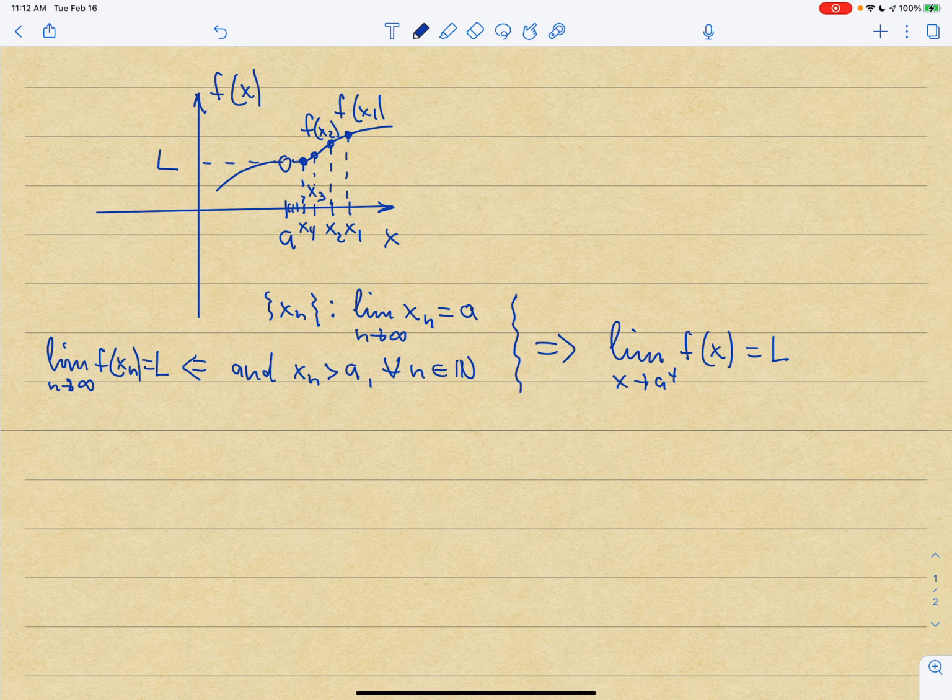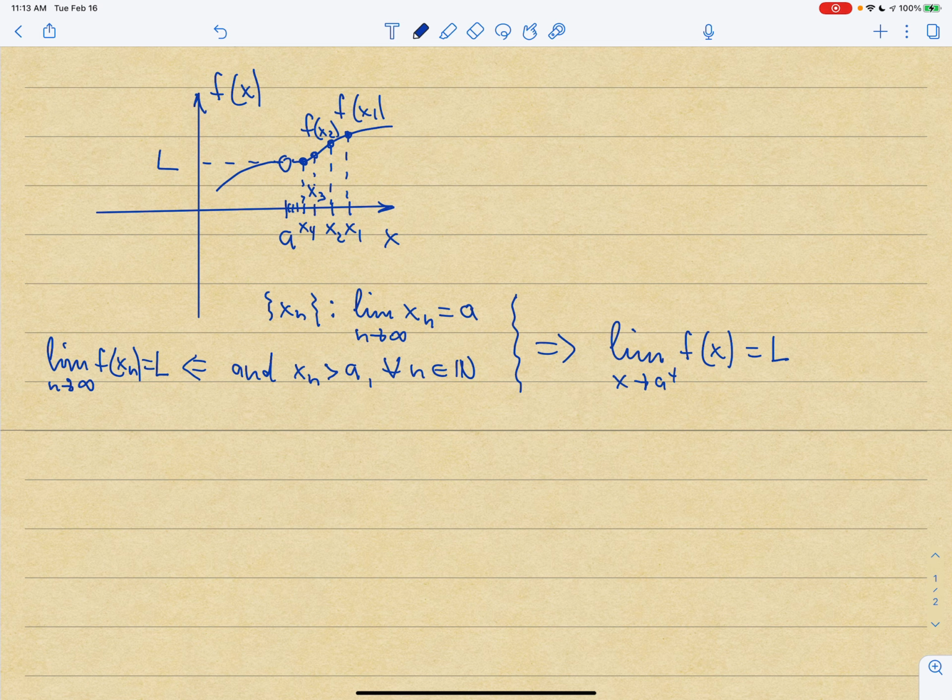Notice one thing, that my function is not defined at a, but really this has no bearing on the fact that the limit exists and is equal to L, because when I compute the limit, I'm actually concerned only with values of f of x near a, not at a.